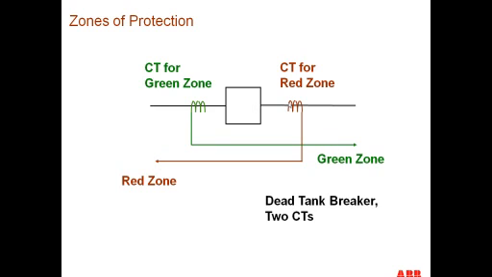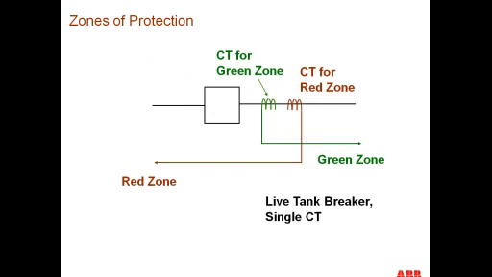Then for the red zone, we use the CTs on the right side of the breaker for the protected zone that's going to the left. Right. So that's where we get the overlap between the two sets of CTs around the breaker. In the case of a live tank breaker, which is used quite often on systems above 138 kV, then you get a problem because you don't necessarily have CTs on both sides of the breaker any longer.